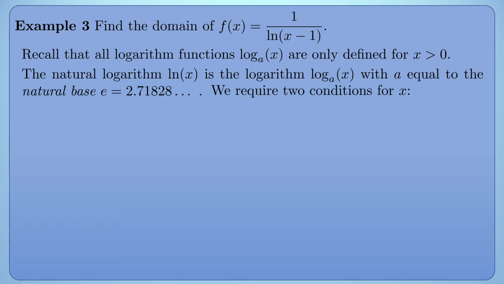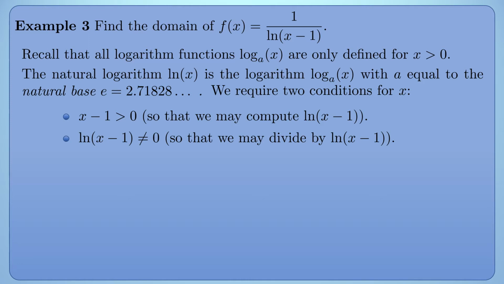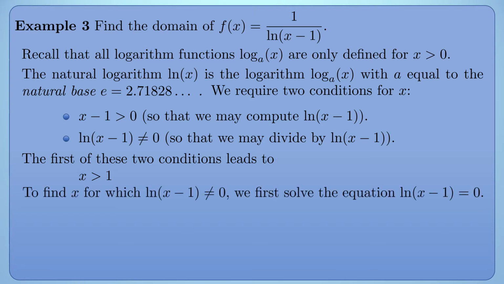For a point x to be in the domain of this function, we require two conditions. Firstly, we require that x minus 1 be bigger than 0, and this is so that we may evaluate the natural logarithm of x minus 1. But secondly, we also want the natural logarithm of x minus 1 to be non-zero so that we don't end up dividing by 0 in the denominator of this function. Again, both conditions can be easily evaluated. The first of these conditions simply says x needs to be strictly bigger than 1.